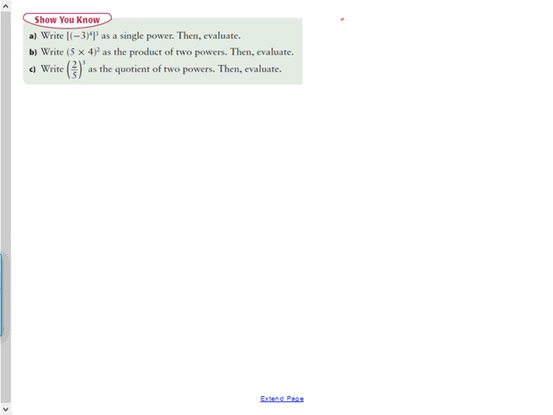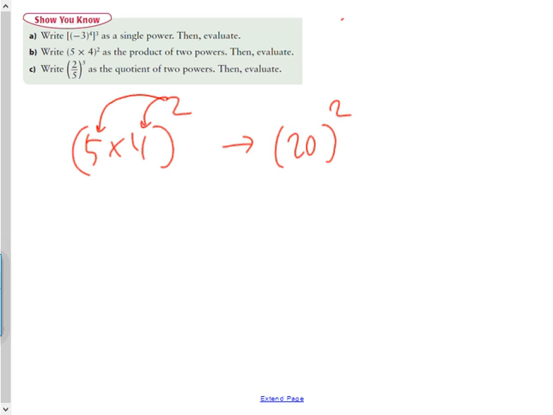Now for the second one, it says 5 times 4 in brackets and squared. It says write as the product of 2 powers. What this means is when you have a number inside the brackets that is being multiplied, we can think about each of those separate parts being squared. One way to think about it is, of course, that 5 times 4 is 20, and 20 squared would be 400. So we can just simplify the brackets and then get 400.